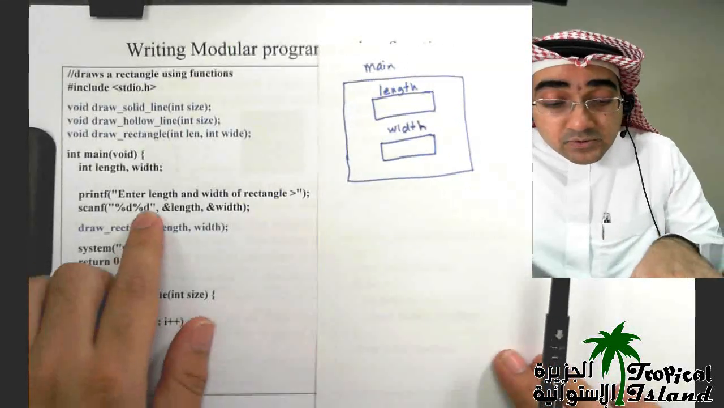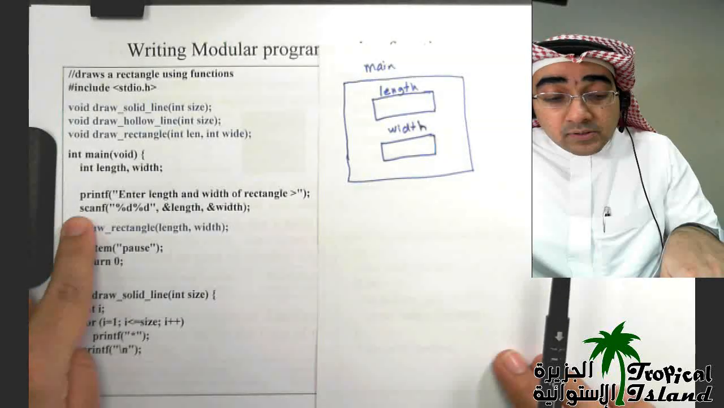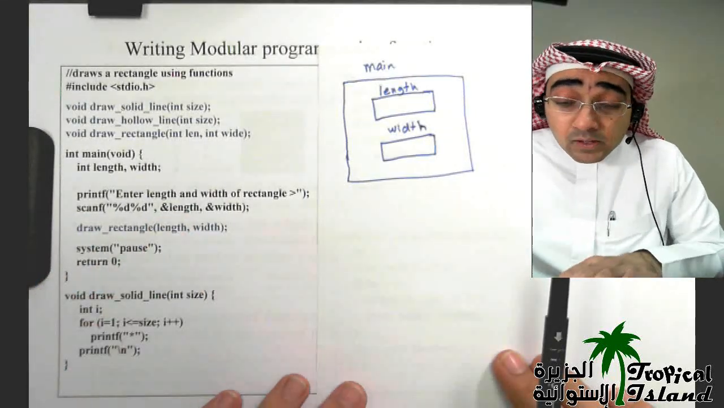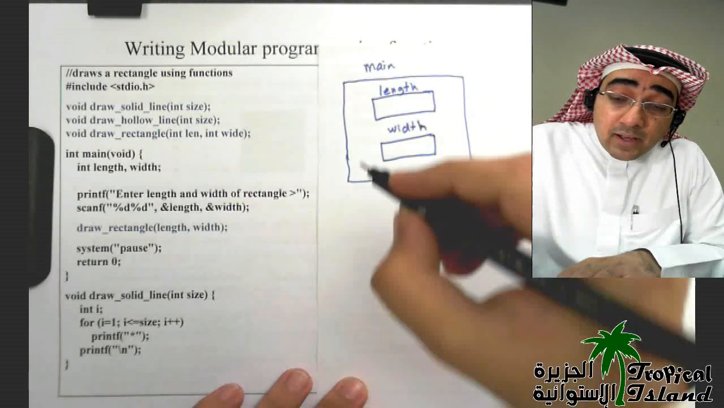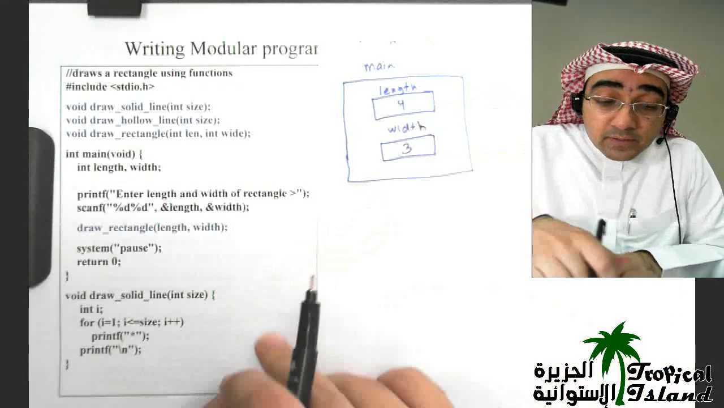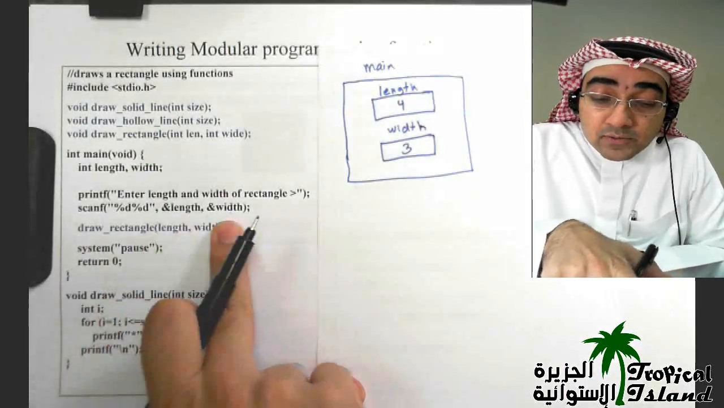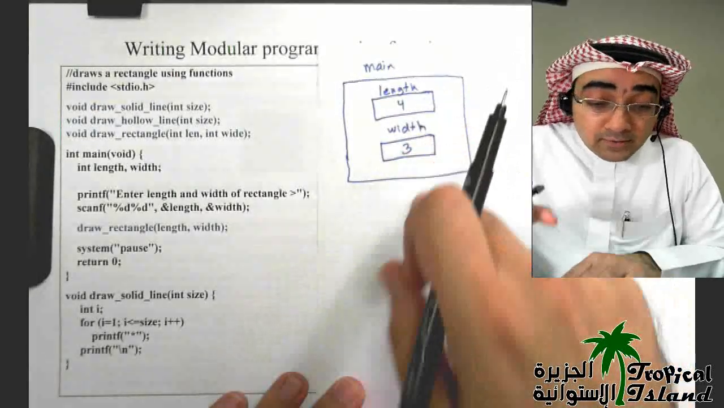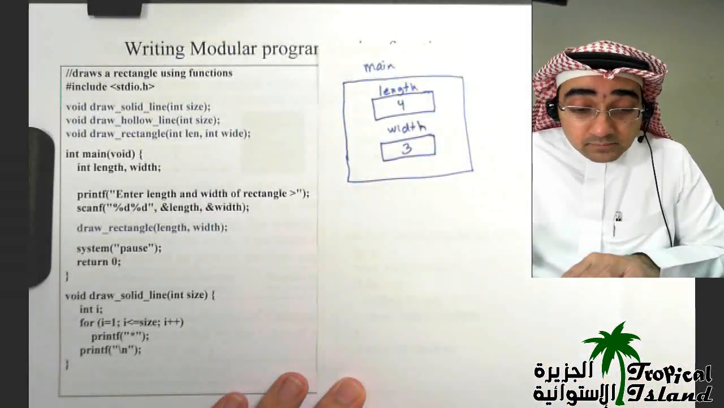Okay, then I ask the user to enter the length and width, and the user is going to enter 2 numbers for me. So for example, over here the user entered 4 and 3. So whenever the user enters 4 and 3, I'm going to save them in the address of length and the address of width. So length and width are 4 and 3.